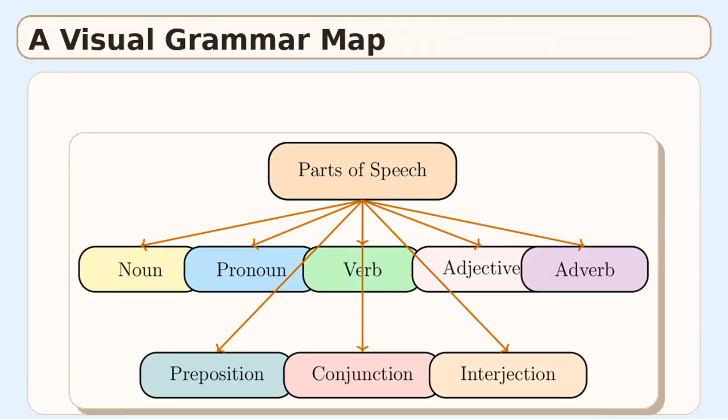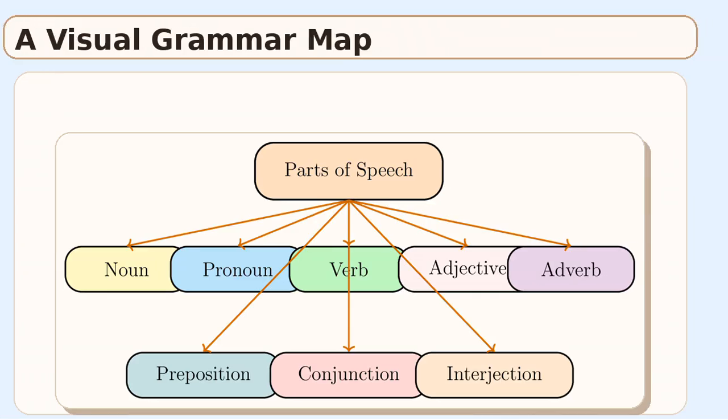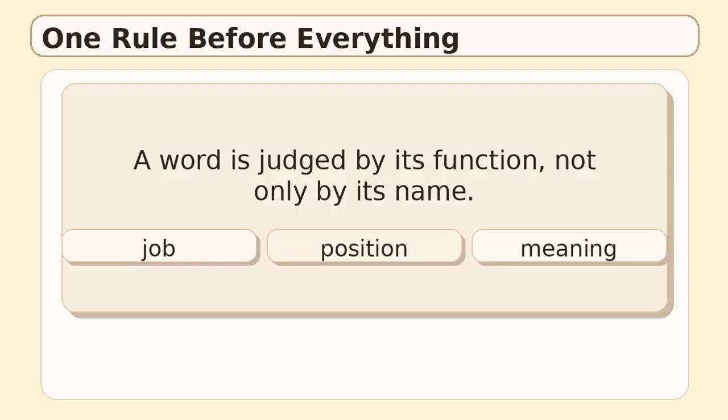This visual map helps you see the lesson as one system. Notice that parts of speech are not random labels. They are organized by function. Here is the most important rule before we begin. A word is not classified only by its dictionary meaning. In grammar, its job inside the sentence matters most.